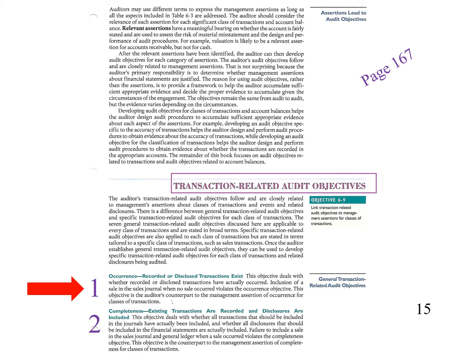So the general assertion is that all transactions recorded in the income statement actually occurred. Well, what's that mean for a sale? What's it take for a sale to occur? Well, the customer ordered it, we shipped the goods, we billed the customer. So we need evidence that this sale was actually a shipment to a real customer.